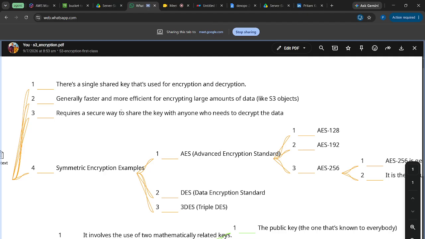It requires a secure way to share the key with anyone who needs to decrypt the data. If you want someone to view or read the file, then you have to share that key with them so that they can use it.